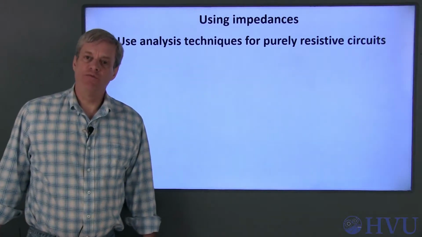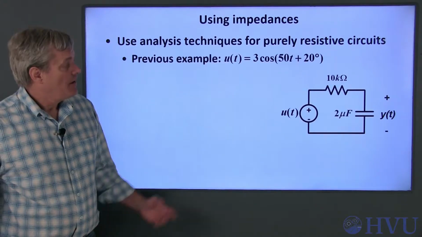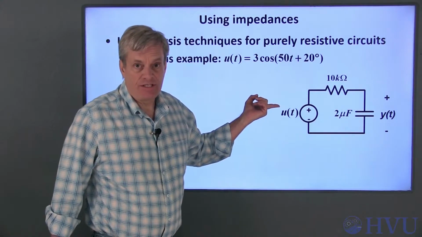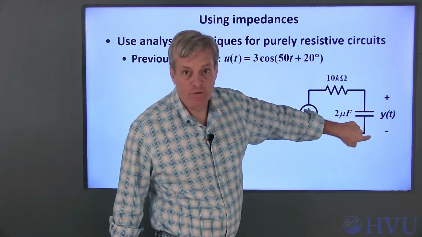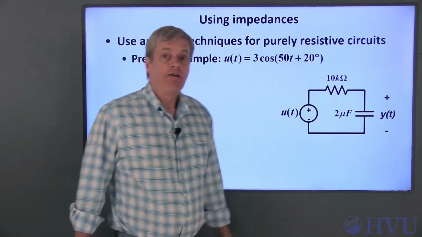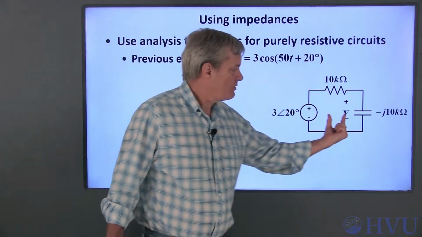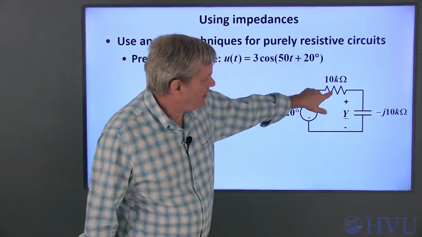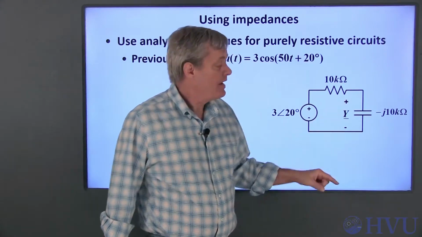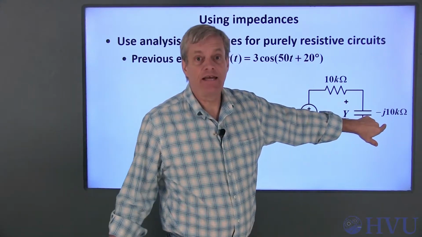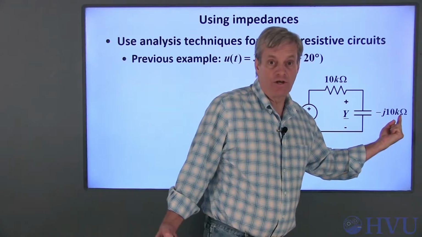Now let's do a quick preview example to show how useful impedance can be in circuit analysis. This is the circuit we used in our previous example. Its input is a sinusoid, and we were looking for the steady-state voltage across the capacitor. If we convert the circuit into the frequency domain, we replace the voltages with phasors and the circuit elements with their impedances. The impedance of a resistor is just its resistance, and the impedance of a capacitor is negative j over omega C, which is negative j times 10,000 ohms.